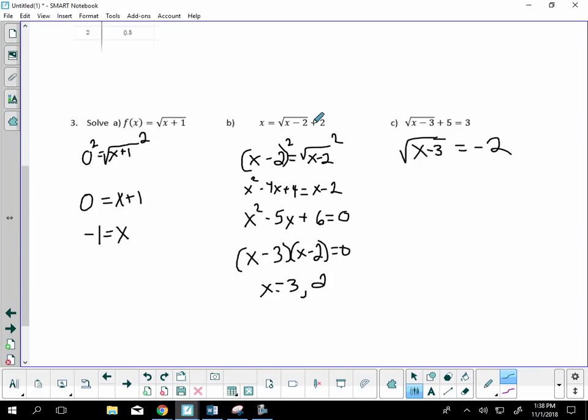You want to plug those back in and make sure that you did not create any extraneous solutions, which we did not. On C, I went ahead and subtracted 5 from both sides because I need to isolate that radical, and it equals negative 2. Well, I know a square root is never going to equal a negative if I'm getting a real solution. So on this one, no real solution, because I could never take that square root and get a real number.